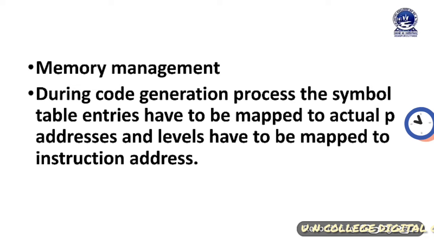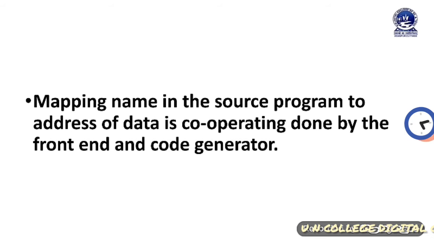Now I am going to discuss memory management, which is a very important job performed in code generation. During the code generation process, the symbol table entries have to be mapped to actual addresses and levels have to be mapped to instruction addresses. It is very much important. Mapping names in the source program to addresses of data is cooperatively done by the front end and the code generator.